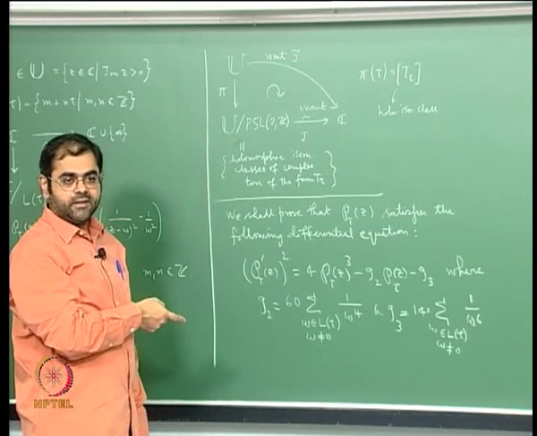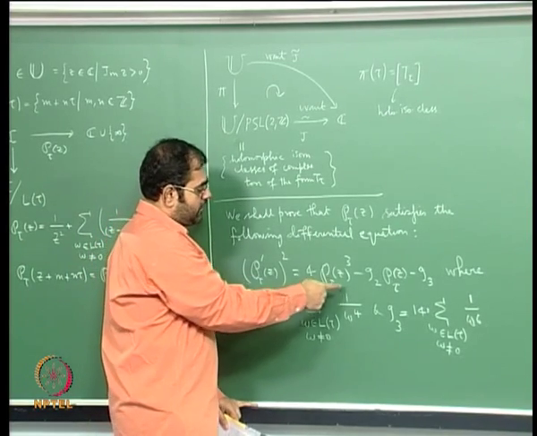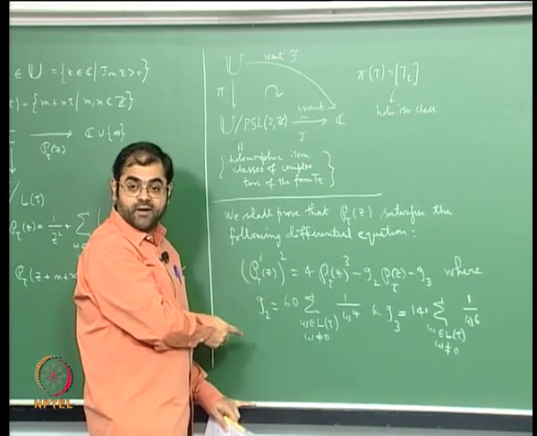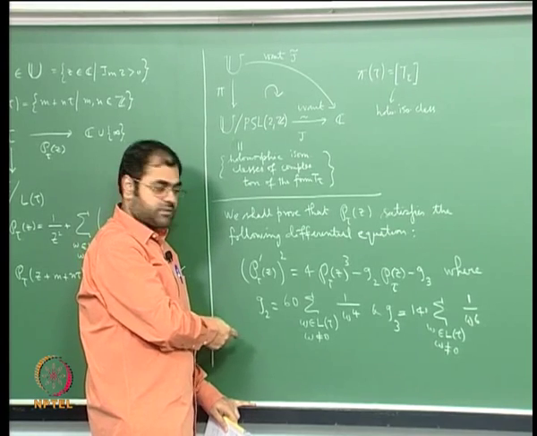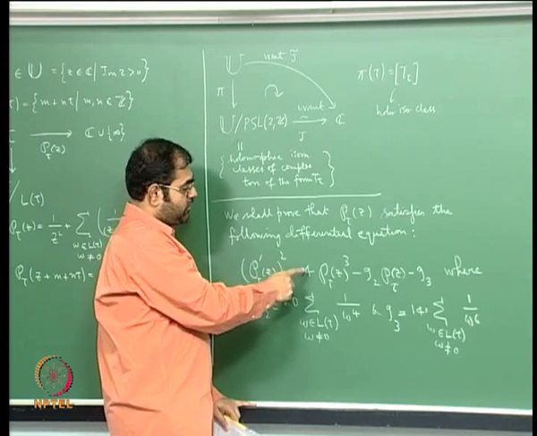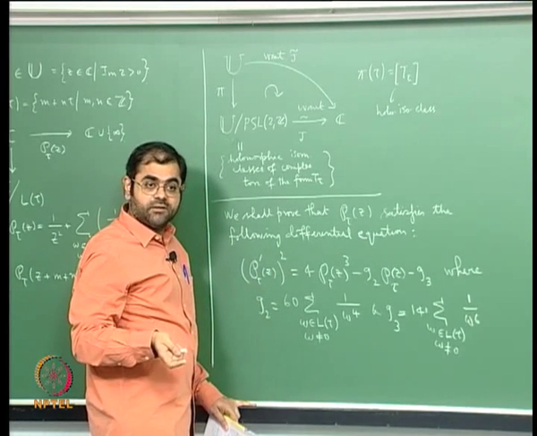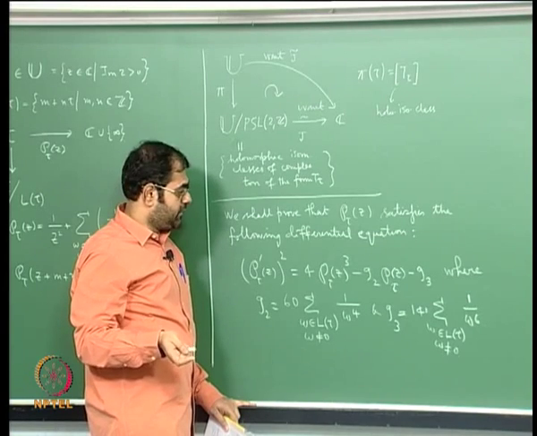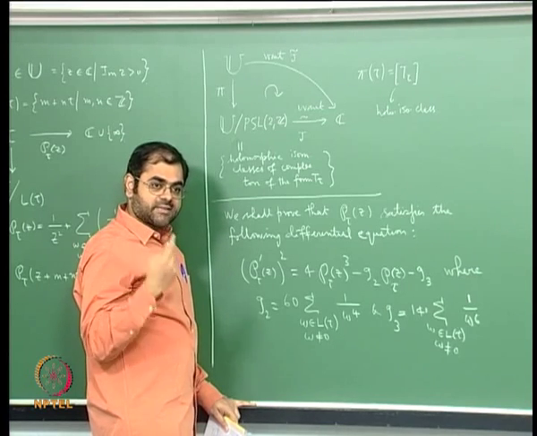Now let me point out one thing immediately. You can see that this differential equation, if you call P of z as a variable x and P prime z as a variable y, becomes the algebraic cubic equation y squared is equal to 4x cube minus g2x minus g3. That is an algebraic cubic equation, the equation of a cubic, and that is the first evidence to show that a complex torus has an algebraic structure.